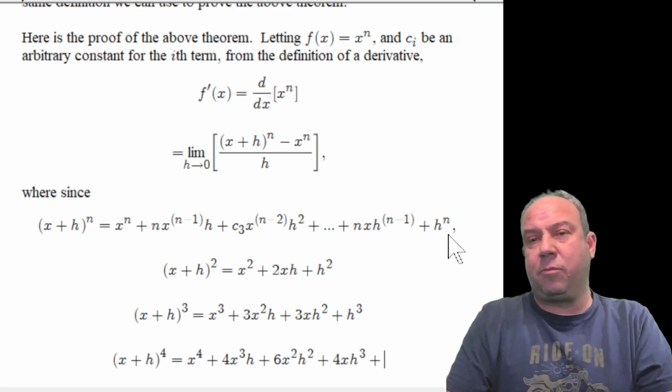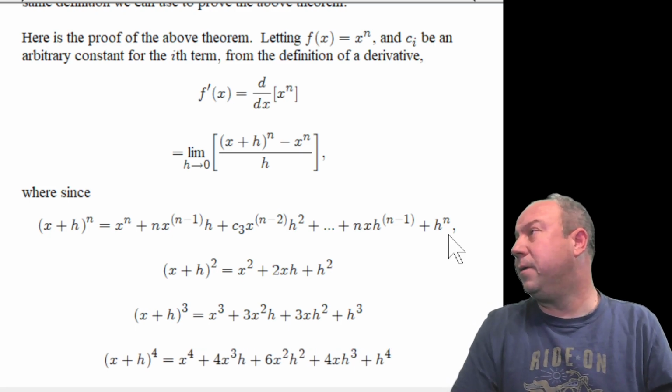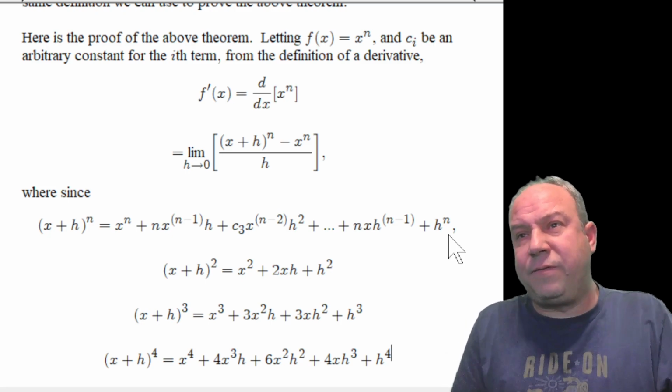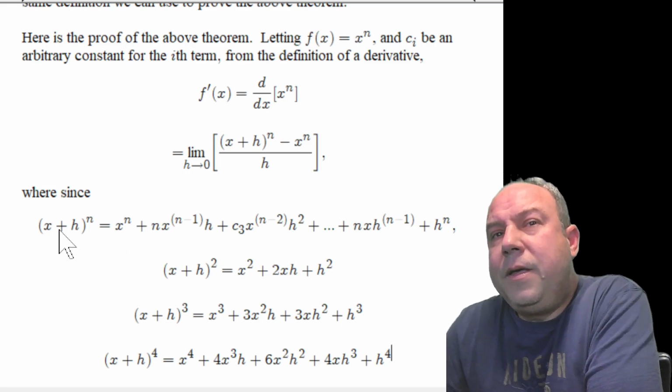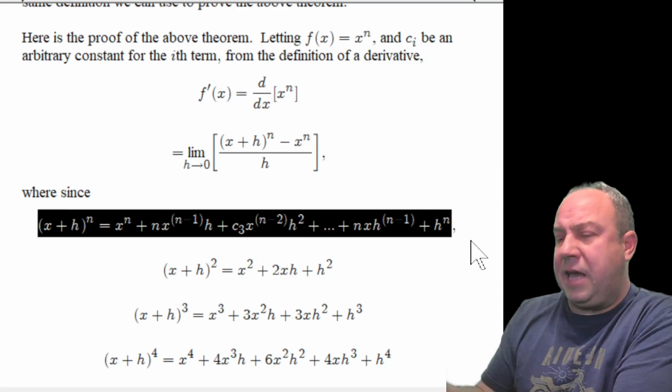And then the last term would be plus h raised to the fourth power. Right? That would be the binomial expansion for x plus h to the fourth power. The above statement is a summary of that pattern to the nth power.